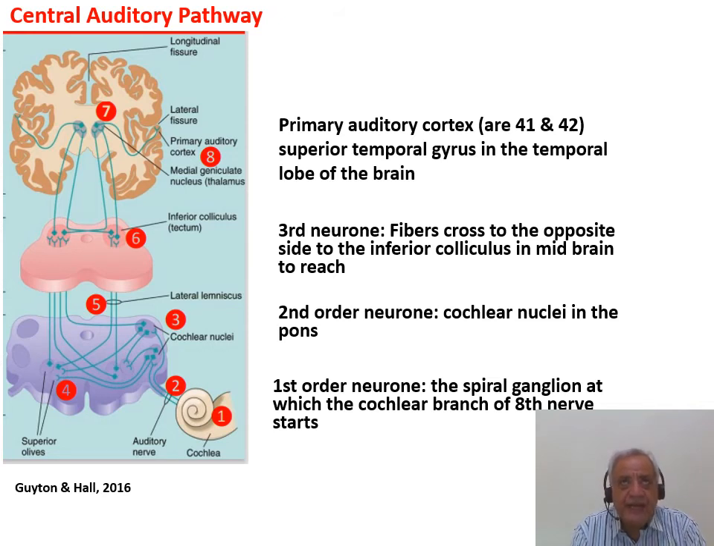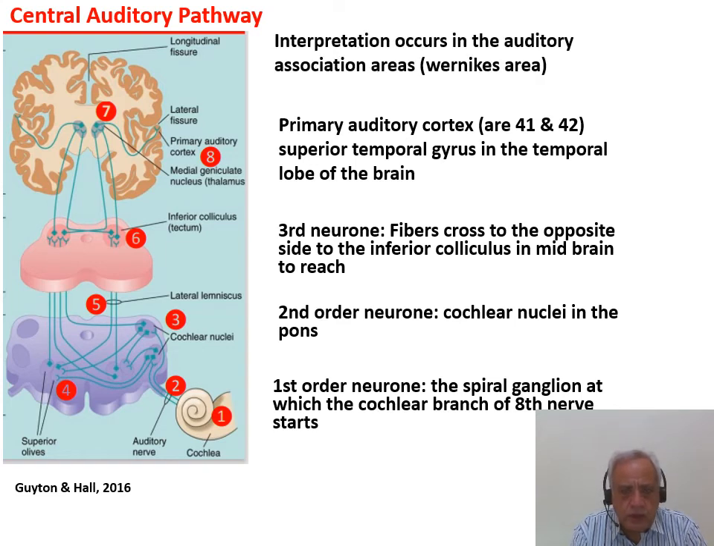And the auditory area is present in the temporal lobe, in the superior temporal gyrus, areas 41 and 42. And then in the auditory association area, we can decode the impulses and we can understand the meaning.